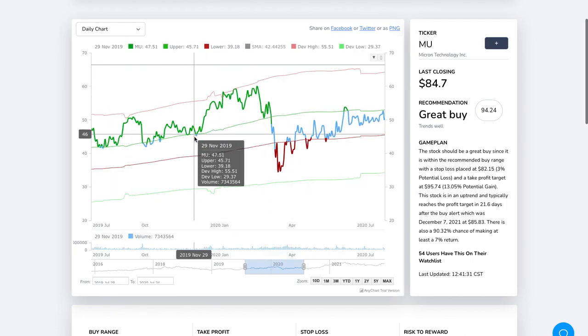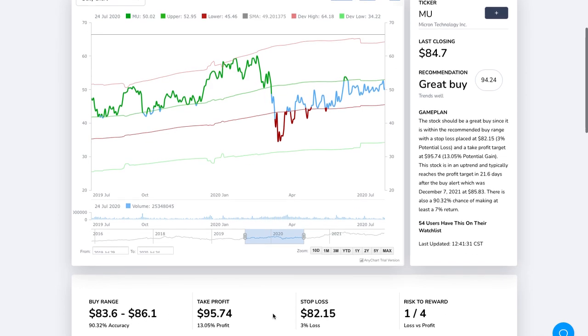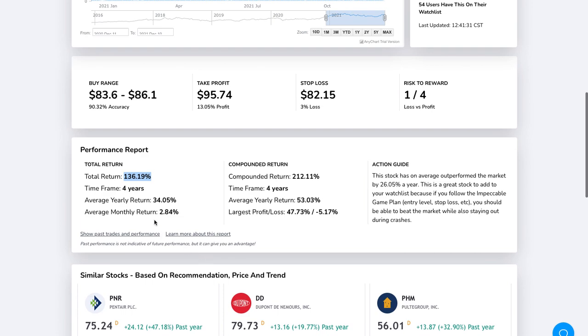So you can see that when the stock turned from blue to green, this was alerted as a buy and it became a great buy. And then we followed our buy range, our take profit, and our stop loss. And that is how we get these results. And again, we can see that here on the performance report. So again, we can see about 136% return. That's about a 34% return every single year, or about a 3% return a month.